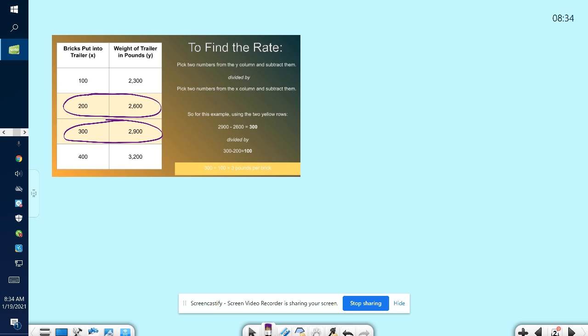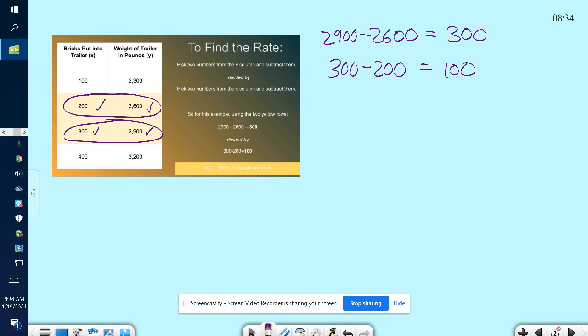All right, so it says pick two numbers from the y column and subtract them. So I picked this one and this one. So when I subtract those, I get 300. And then it says pick two numbers from the x column and subtract them. I have to pick two numbers that go with the two y's that I picked. 300 minus 200 is 100.